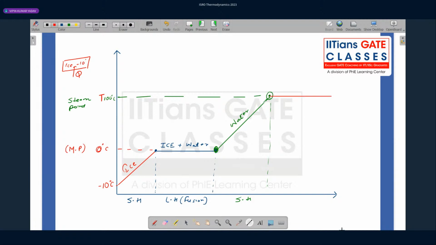Water will start converting to steam. Now, what do we have? Water plus steam. So here it is complete water. At this point is complete water. At this point it is complete steam. So whatever heat is absorbed here is latent heat of vaporization.